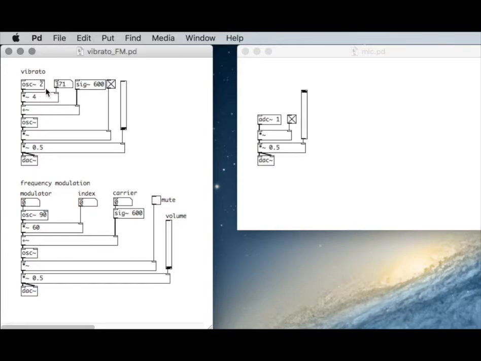So now we can really hear the contour of that sine wave. And the frequency of that sine wave is 2 hertz. So this is happening twice per second.